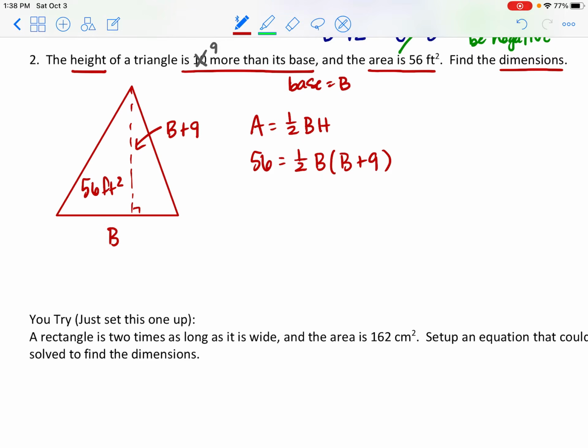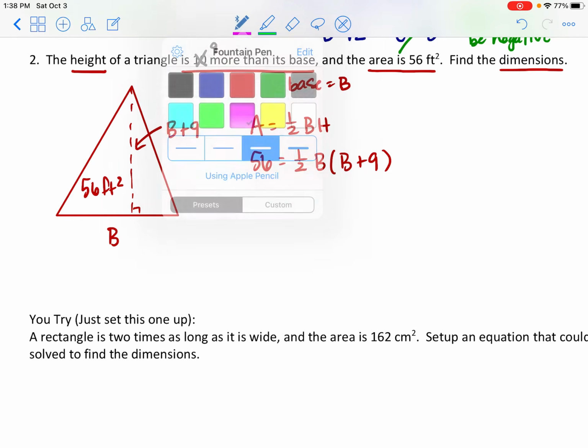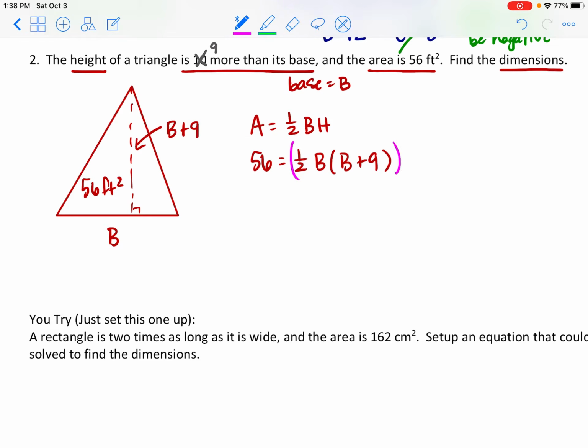So now, before we distribute, I don't know if this is an issue for you, but I don't like that fraction. I don't want to have to distribute the fraction, and I don't want to have to factor with the fraction. So I'm going to get rid of this fraction, and as long as whatever I do to one side of the equation, I do to the other, I can keep the balance in the equation. So if I multiply both sides of my equation by 2, what is 1/2 times 2? It's going to be 1.